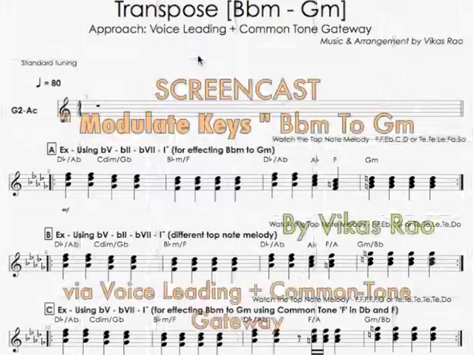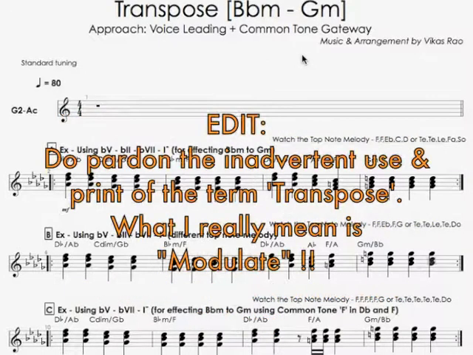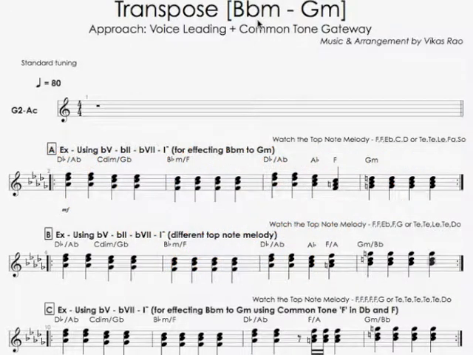Today's topic is transposing between the keys of B flat minor and the key of G minor, or any two minor keys where the second minor key is a major sixth interval above the first minor key. In our example, the key of G minor is a major sixth interval above in pitch as compared to the key of B flat minor.